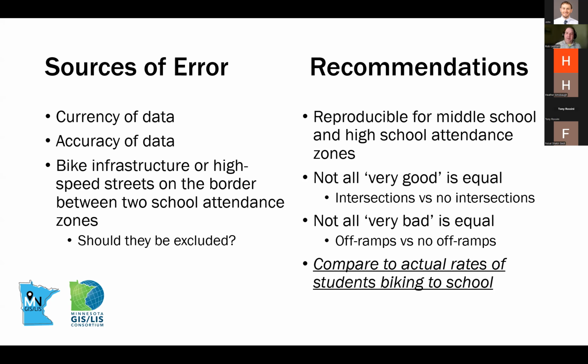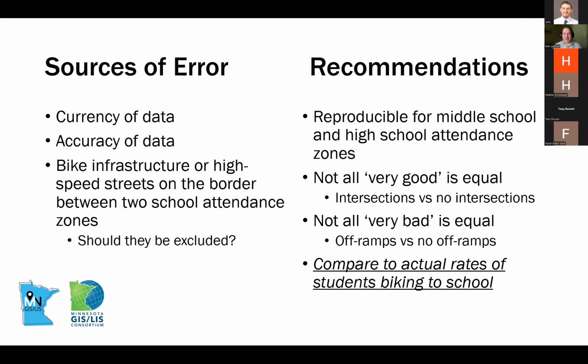Another potential source of error that I would love to think about more in the future is if infrastructure that's on the border between two zones should count. For example, if a student lives in the interior of the zone and attends school in the interior of the zone, it's unlikely they would need to leave their school zone or cross the boundary. So does that stuff around the edge actually have a contribution? It would be interesting to see if the results change much with that stuff removed.